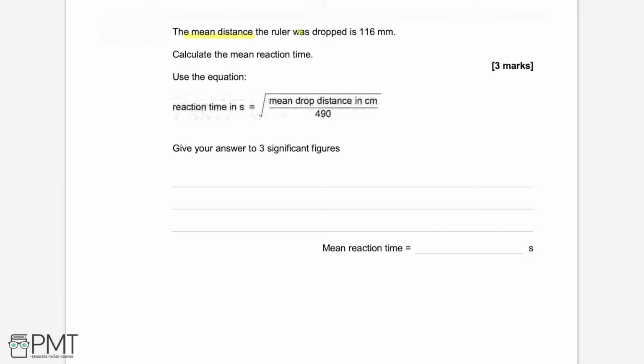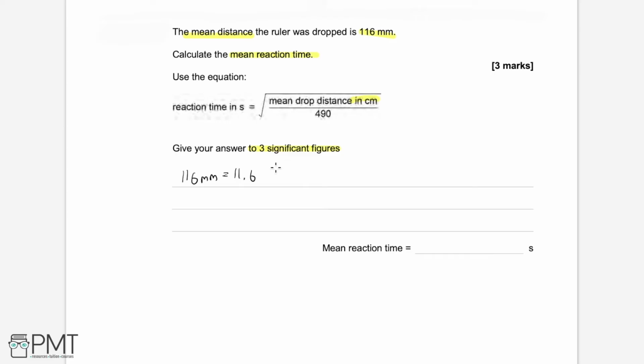The mean distance the ruler was dropped is 116 millimeters. Calculate the mean reaction time. Use the equation: reaction time in seconds equals the square root of the mean drop distance in centimeters over 490. Give your answer to 3 significant figures. It's important to note the use of centimeters in the equation.